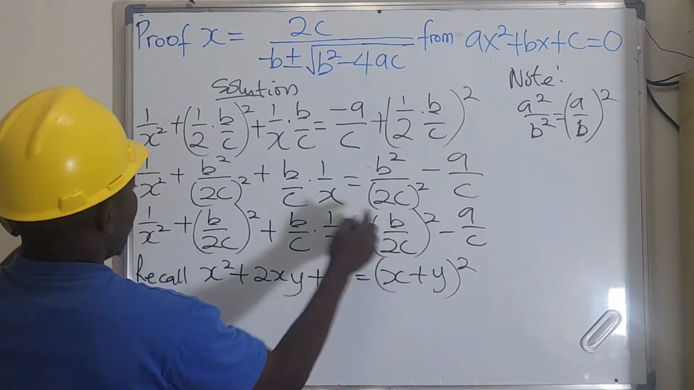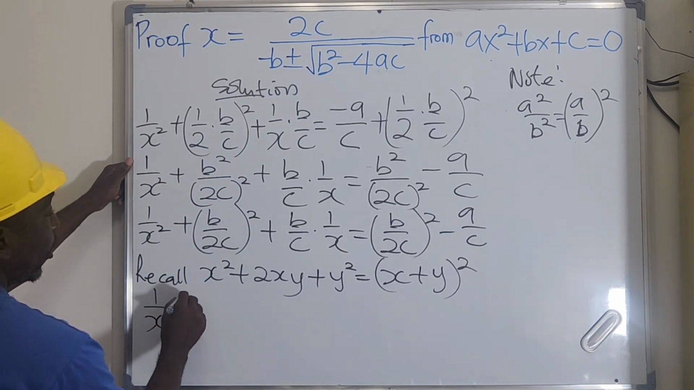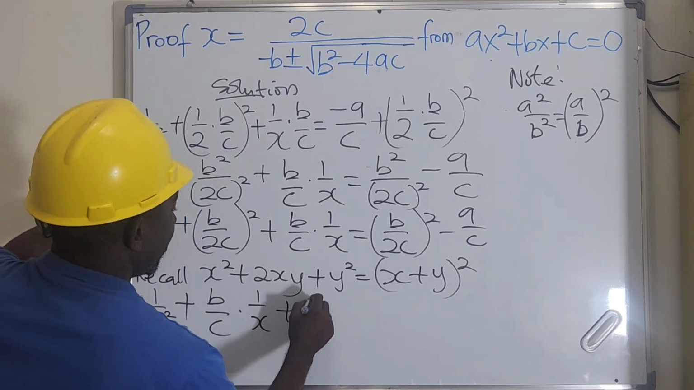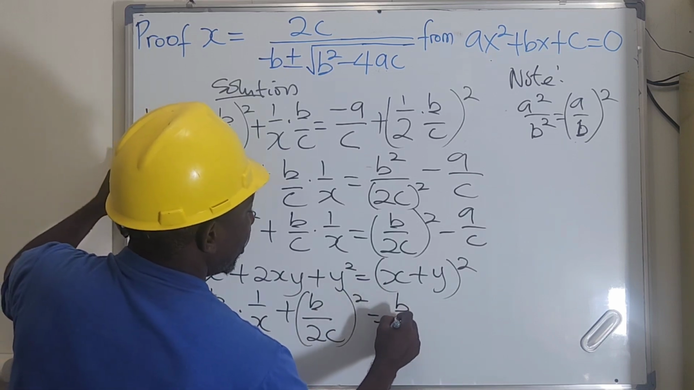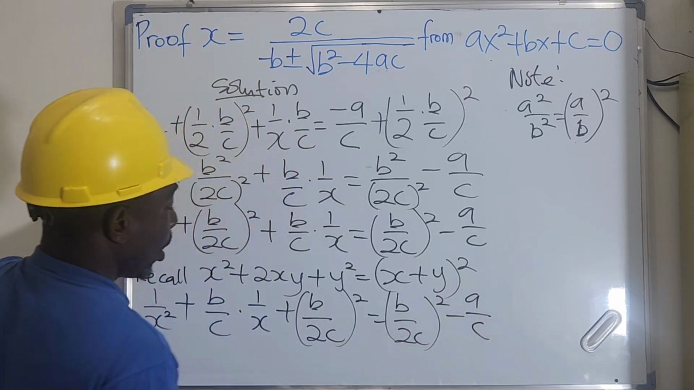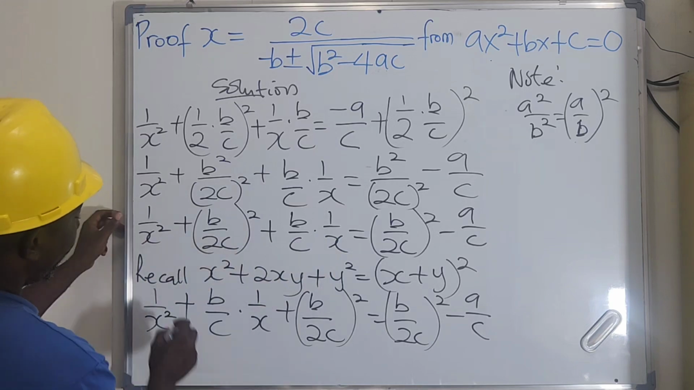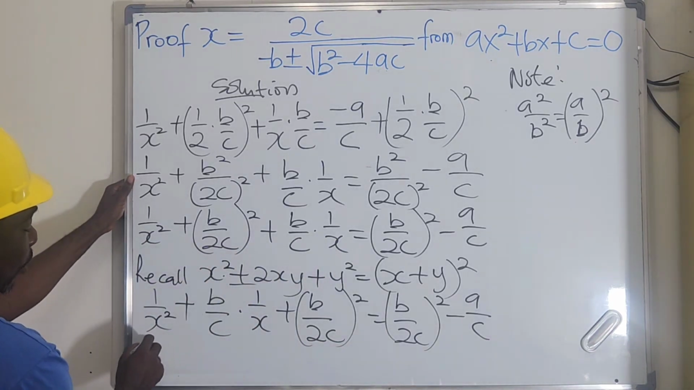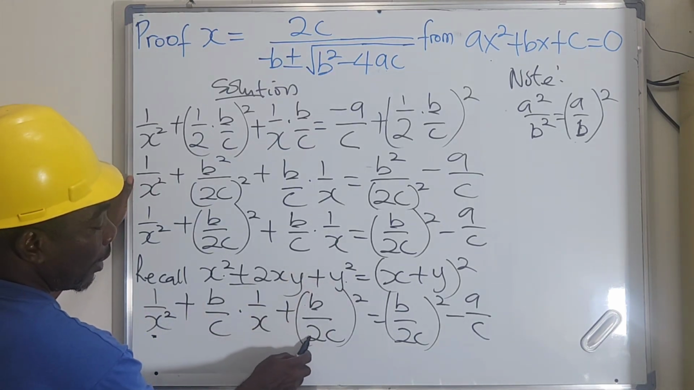So we have this, but from our equation we can rearrange. We have 1 all over x squared plus b all over c times 1 all over x plus b all over 2c all squared equals to b all over 2c all squared minus a all over c. Why we did that is for us to have the same format. From what we have here is what we have here. That means our x squared here is 1 all over x squared. Then our y here is b all over 2c.